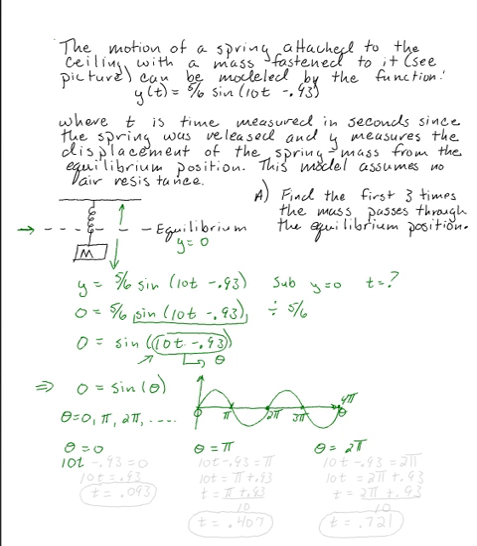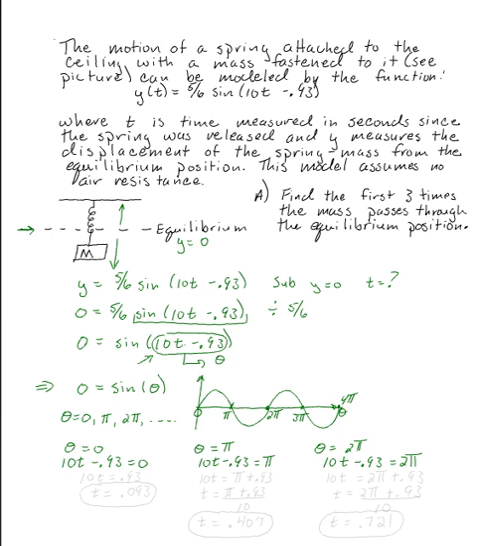So I have 10t minus 0.93 equals 0 as one of the equations. 10t minus 0.93 equals pi is the second equation. And the third one, 10t minus 0.93 equals 2 pi, should give me those first 3 times when the spring mass system passes through the equilibrium position.